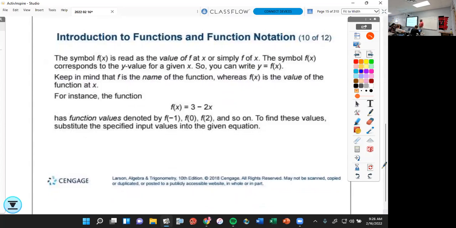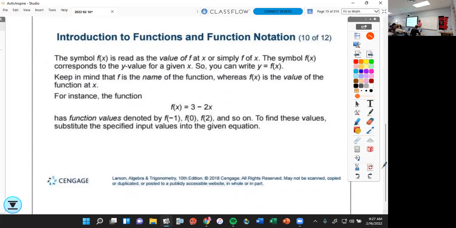The symbol f of x is read as the value of f at x, or simply f of x. The symbol f of x corresponds to the y value. So you can write y equals f of x. They mean the same thing. And the function f of x equals 3 minus 2x.